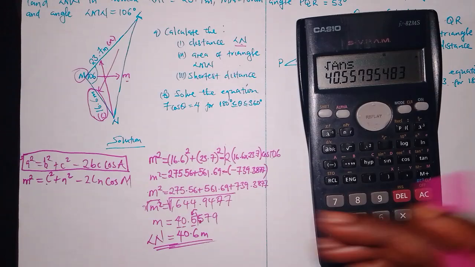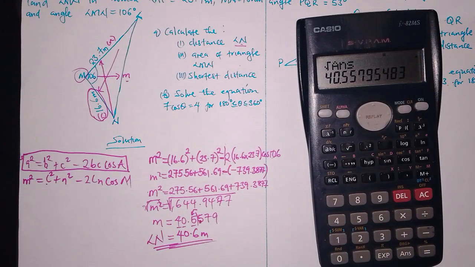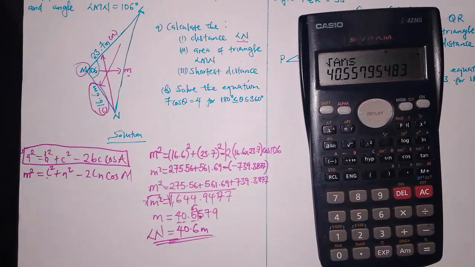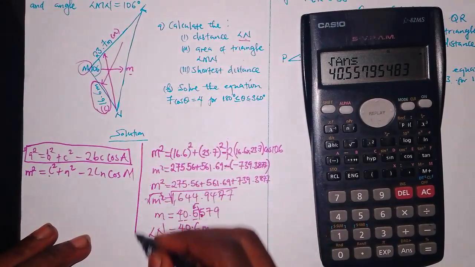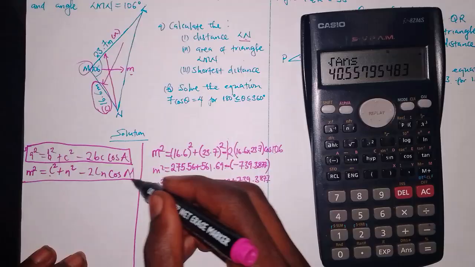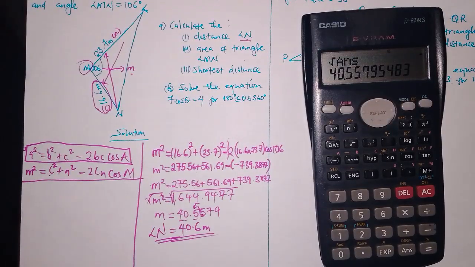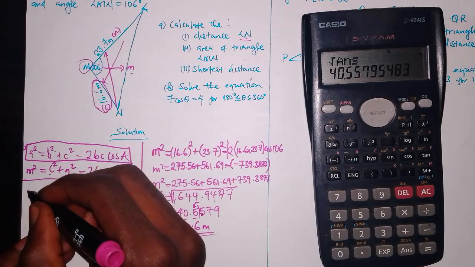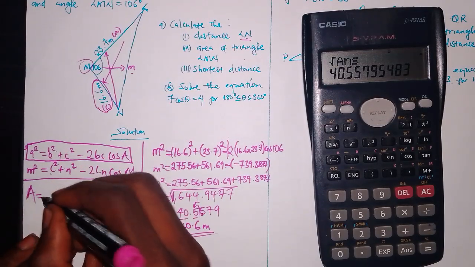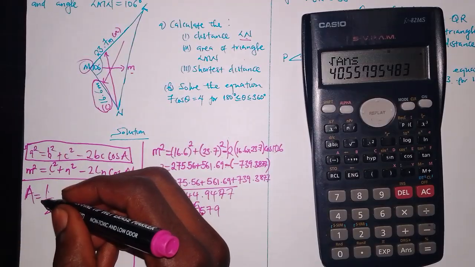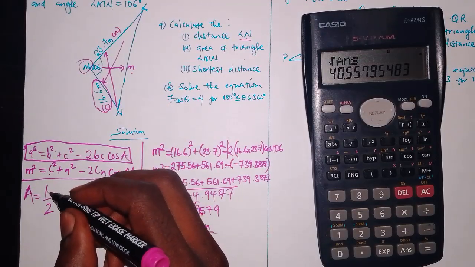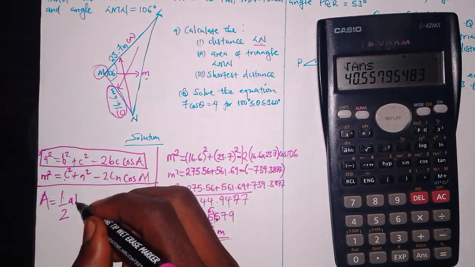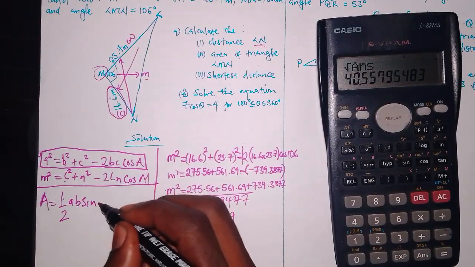So the next part we are going to do is how you can find the area. Finding the area also has a formula which you will find at the cover of your paper. So the formula for area is equal to half AB sin C.